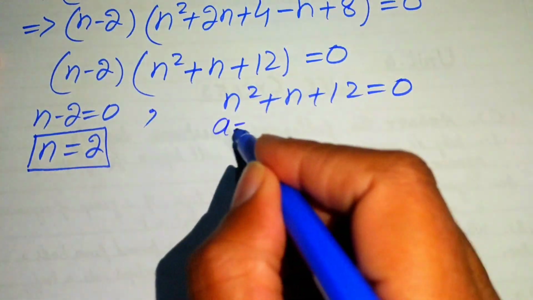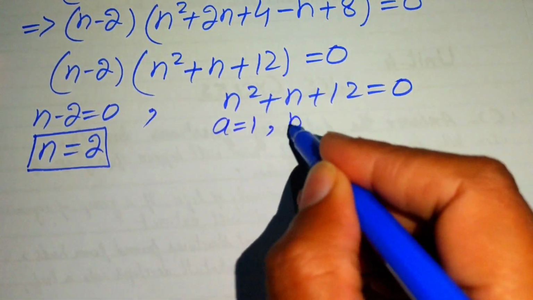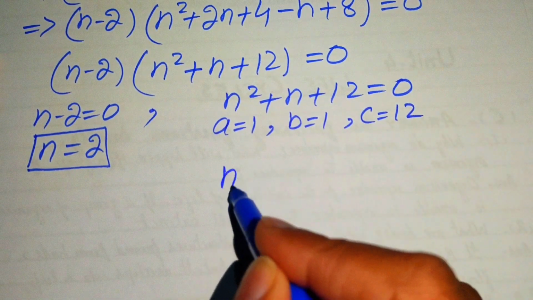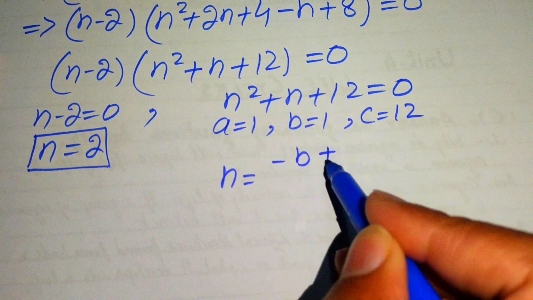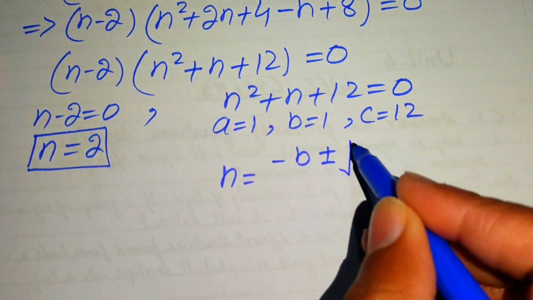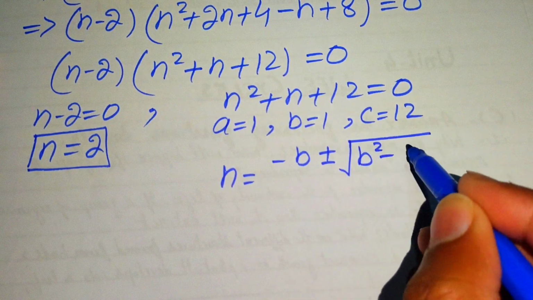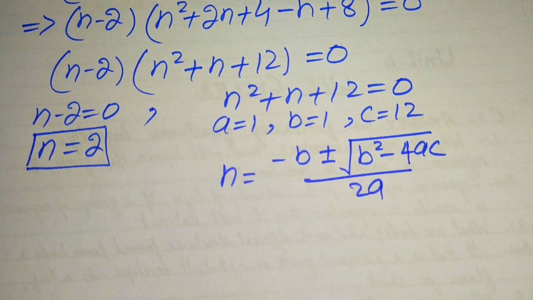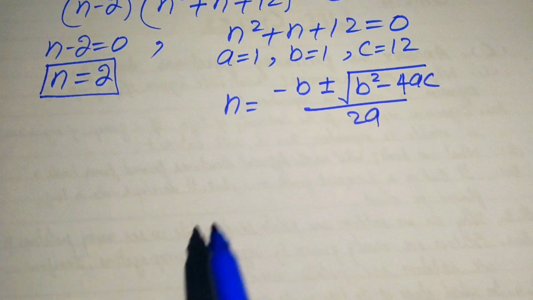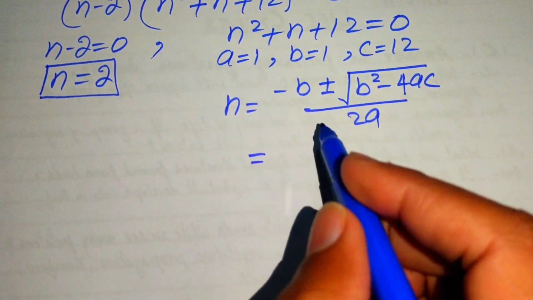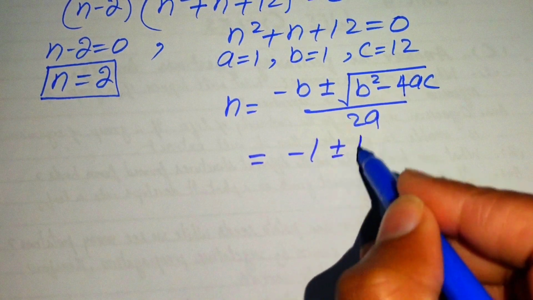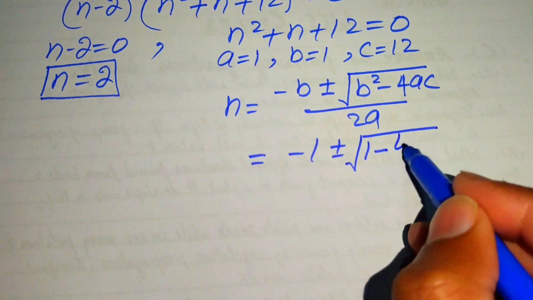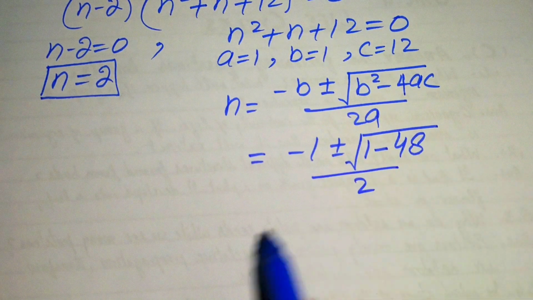So first we write the coefficients of this equation, and these are a equals 1, b equals 1, and c equals 12. And our quadratic formula looks like this: minus b plus minus square root of b squared minus 4 times ac divided by 2a. So we put the values of a, b and c here, and we obtain minus 1 plus minus square root of 1 minus 12 fours are 48 divided by 2.